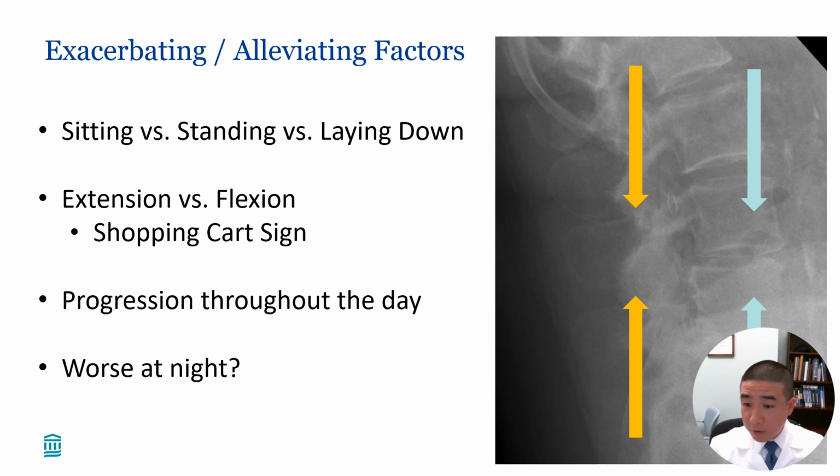Any type of difference between extension and flexion can be helpful. Many people, or most people, go to the grocery store, they're using shopping carts. So a shopping cart sign where their pain is better when they're hunched over their shopping carts can be really helpful in understanding what the problem is, as well as any progression throughout the day. In particular, pain that's worse at night, that wakes you up from sleep, especially in the context of tumors or cancer, can clue you into oncologic pain, which is classically worse in the middle of the night.